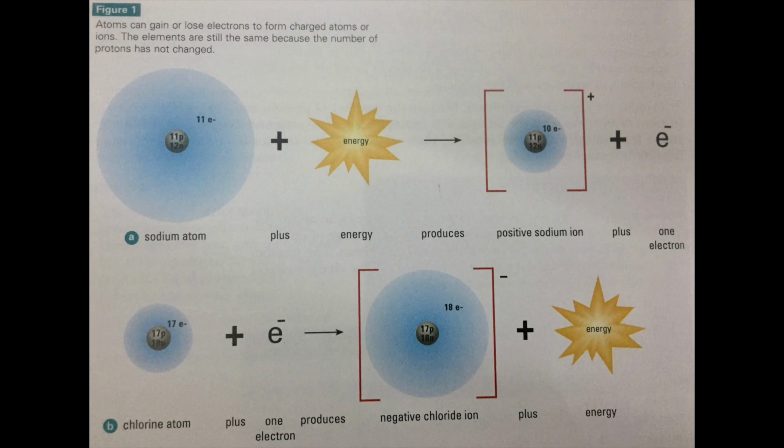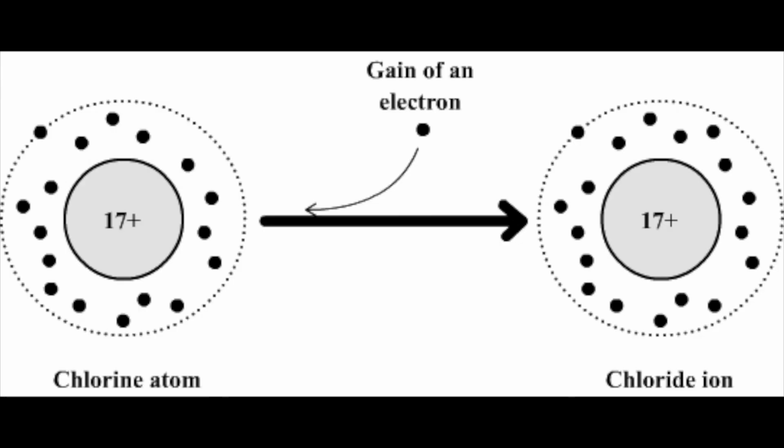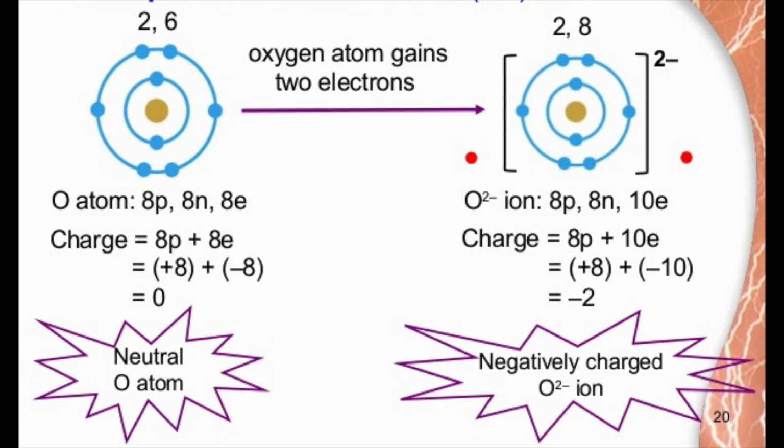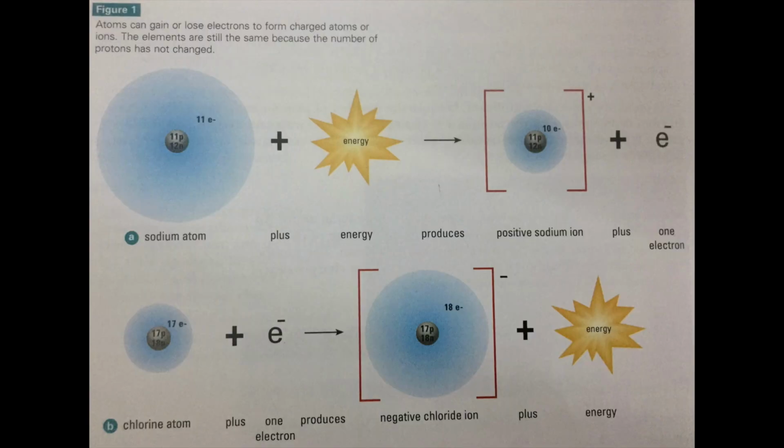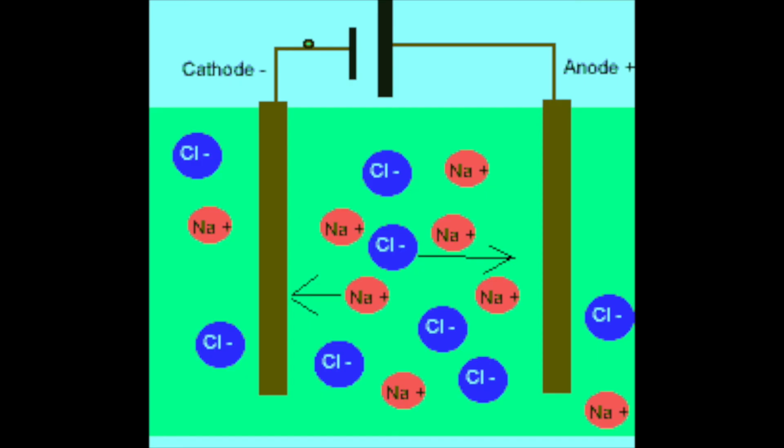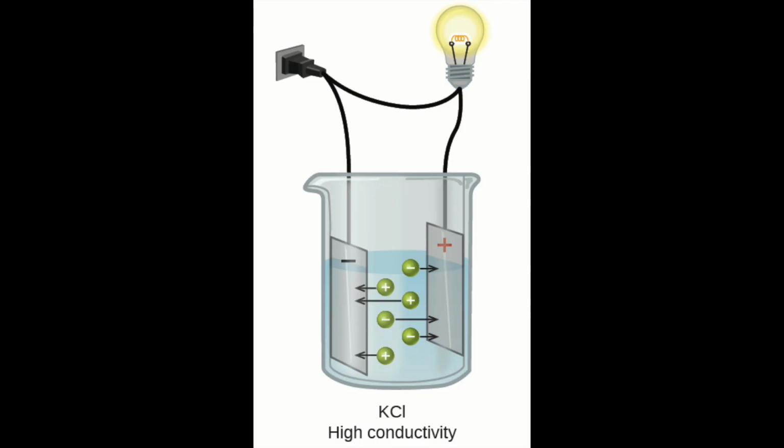Continuing. If atoms gain electrons, there are more electrons than protons. Atoms such as chlorine and oxygen gain electrons to form ions with net negative charges, Figure 1b. These charged particles, now described as ions rather than atoms, can move in solutions and conduct electricity.